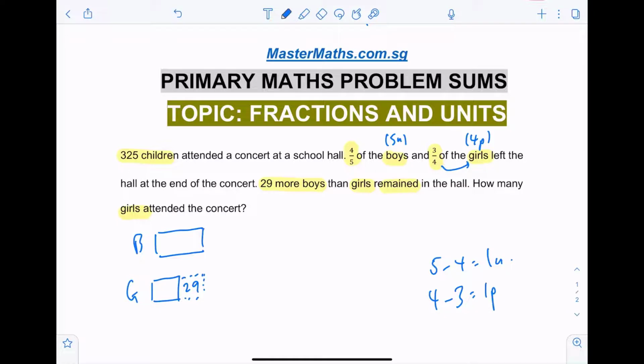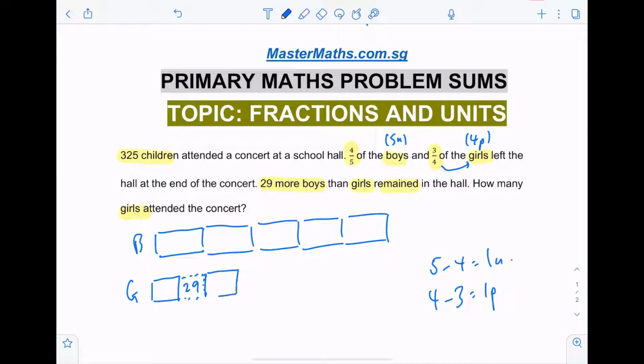How many girls attended? Now, what we need to do is reform the 5 units of boys. When we do that, we have 1, 2, 3 and 4, so total 5 units of boys. And we'll do the same thing for the girls. So we'll do like this, we'll put 29 inside. We'll do like this, we'll put 29 inside here as well. And just 1 more for the girls, and we'll put 29 over here.